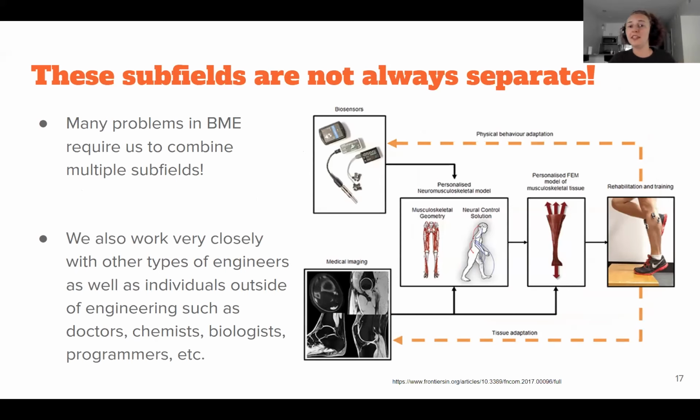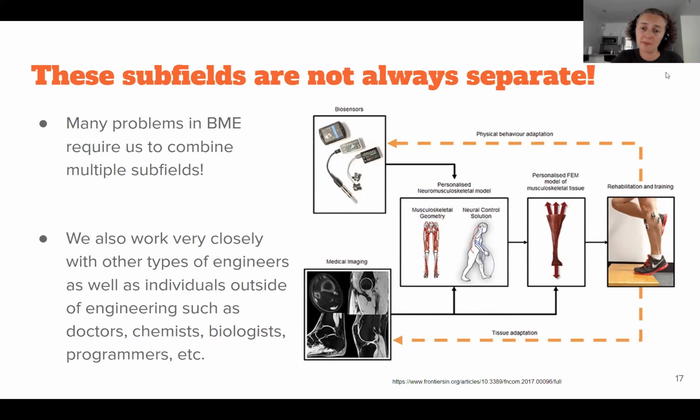So that's all the specific examples we're going to talk about, but I just wanted to highlight again that these subfields, I know I separated them into those 4 categories. That was just to make things more convenient, but these categories are not separate. There's tons and tons of overlap between these categories, and many problems actually require us to combine things from multiple categories. So you can see in this example on the right, these researchers were working on a treatment for a neuromuscular disorder. For example, that might be something like Parkinson's or something like cerebral palsy. And they actually included aspects of 3 of the 4 categories we talked about today.